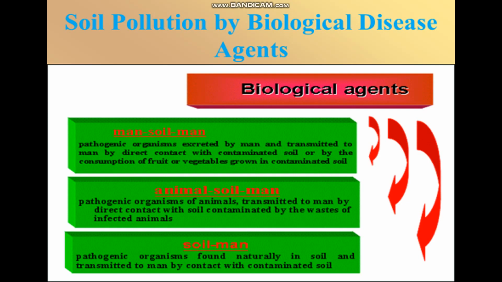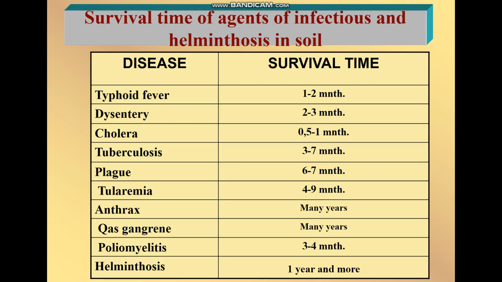Second, pathogenic organisms of animals transmitted to man by direct contact with soil contaminated by the waste of infected animals. This way: animal, soil, man. And third group: pathogenic organisms found naturally in soil and transmitted to man by contact with contaminated soil. Soil, man.